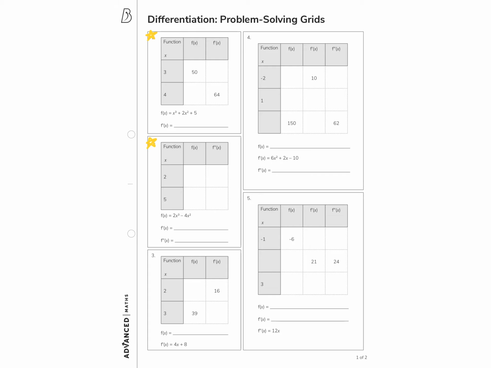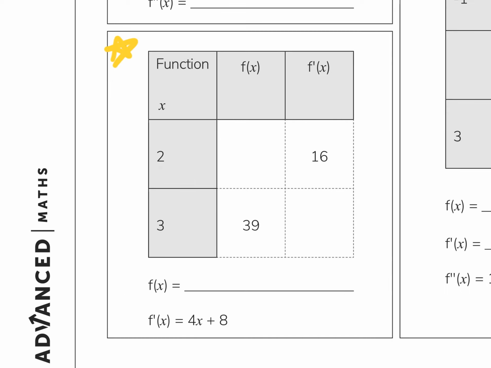The first two questions don't involve a high level of challenge. We just differentiate once and twice and substitute an x value in. Question 3, however, offers something a little bit different. Here we're given an expression for the derivative f prime of x, and we're looking to find f of x when x is equal to 2.